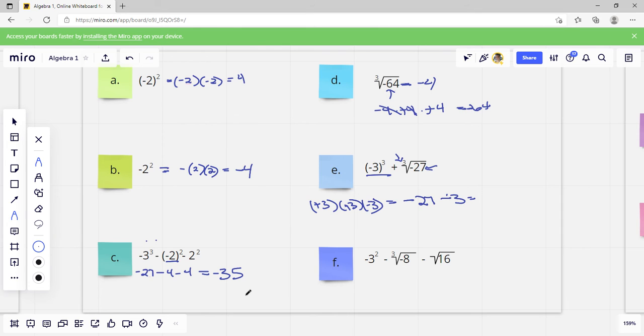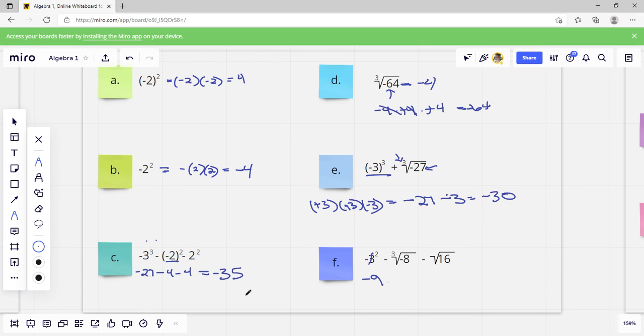And so the answer to that one is -30. All right, and then just one more left. Okay, so this one I'm just going to bring my negative sign down, and then 3 squared, 3 times 3 is 9.